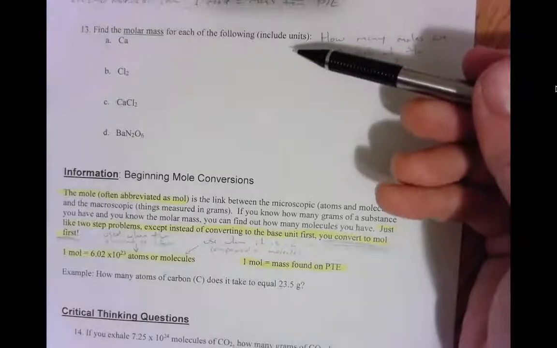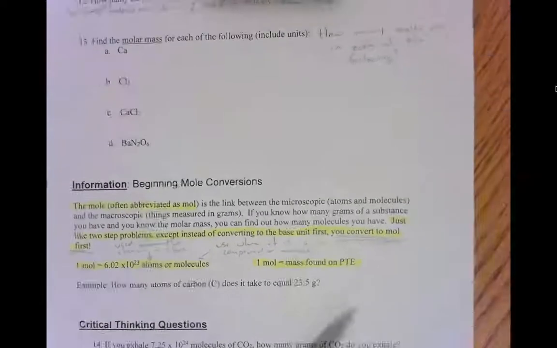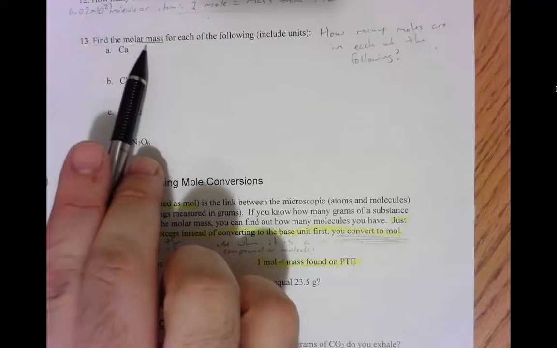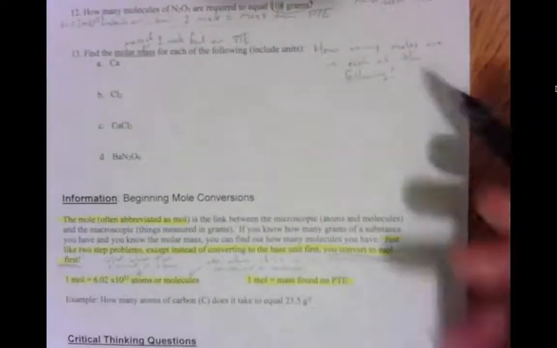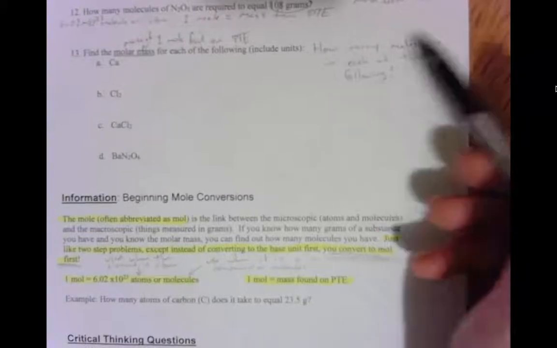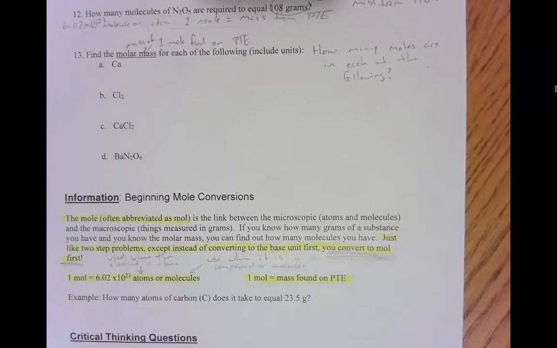Question 13. Question 13 is finding the molar mass. Remember, guys, molar mass means that the mass is on the periodic table. So remember, this is 1 mole, the mass of 1 mole. And we find that on the periodic table. Don't forget to include your units. And then the other part that I want you guys to think about and answer as well is how many moles are in each of these. Remember, if you find your mass on the periodic table, it's pretty easy to figure out how many moles you have.